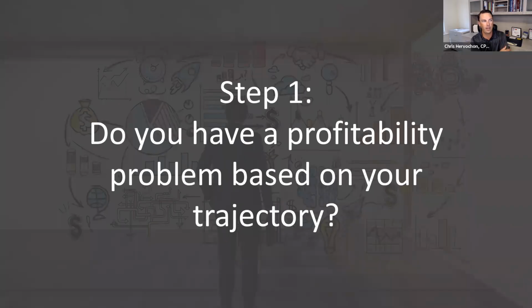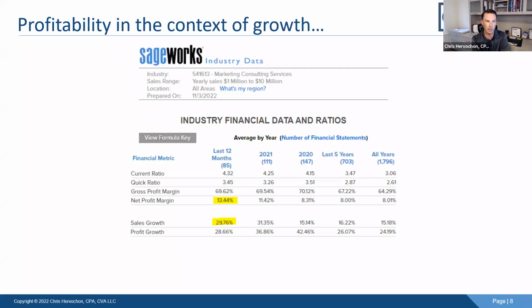So that's the pre-work. Step number 1 is to assess whether or not you actually have a profitability problem. So how do we do that? Well, what you're looking at on the screen is data from ProfitSense. ProfitSense is our benchmarking tool. It is the largest private company data set that is out there for financial data, and really great tool. The data on the screen is for agencies, so marketing consulting services, that's the NAICS code that falls under generally, with a revenue range of 1 million to 10 million, and that is across the US.